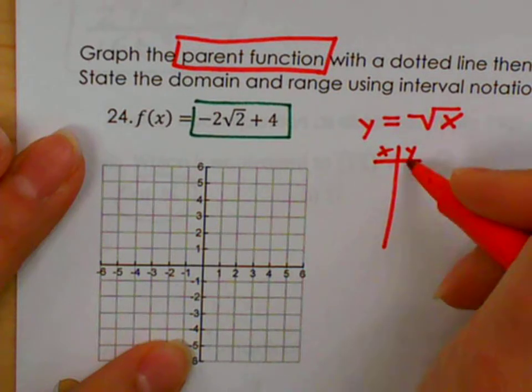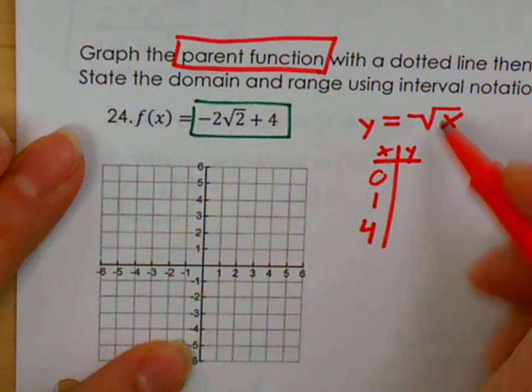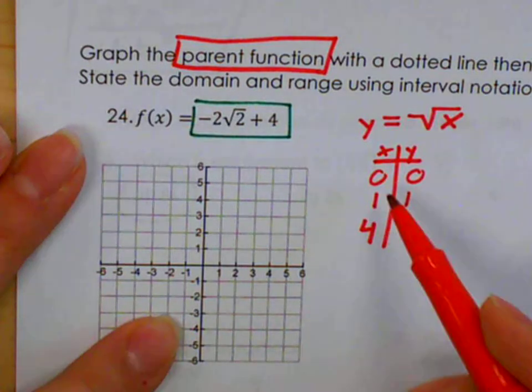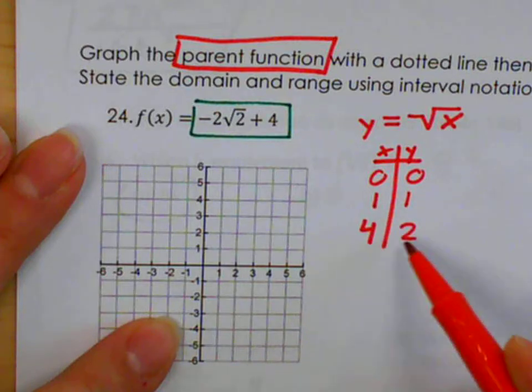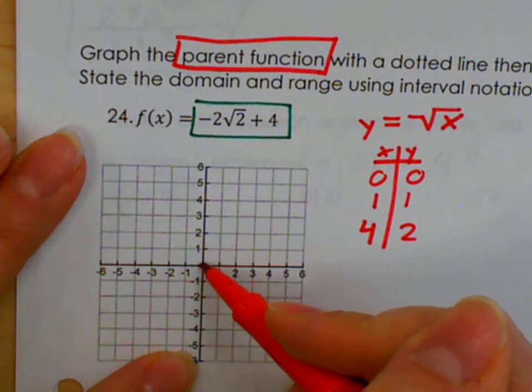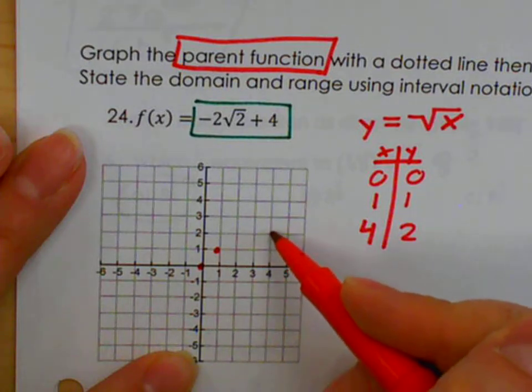Here's x, here's y. We know it has to be positive, so let's pick some perfect squares. For 0, I've got 0. For 1, I've got 1, and for 4, I've got 2, right? The square root of 0 is 0, square root of 1 is 1, square root of 4 is 2. So here's my parent one: 0, 0, 1, 1, and 4, 2.